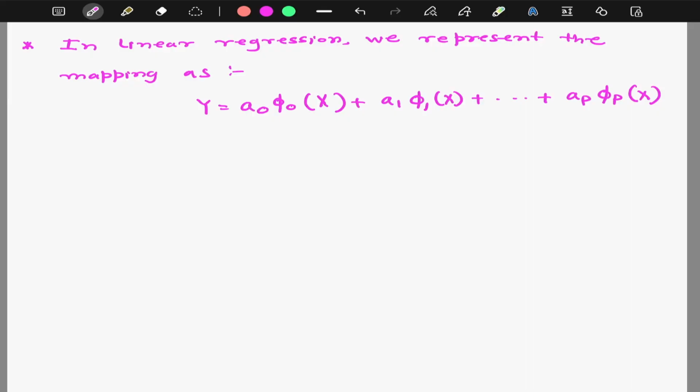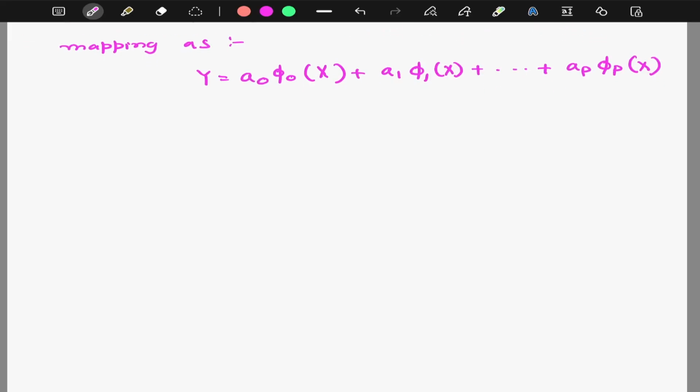What is phi here? Basis, right, we talked about last time. x is my input variable, potentially a vector, y is my output, and a0, a1, up to ap, these are my parameters. What is a0? Bias. Phi 0 will become 1, so bias. And a1 to ap, those are my weights. In general, we will be referring to them as parameters of my model, right.